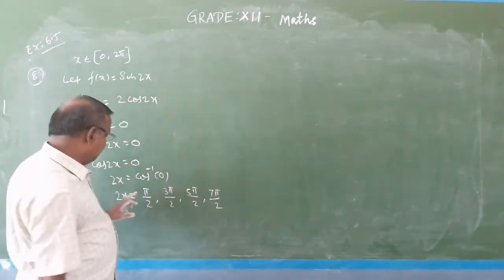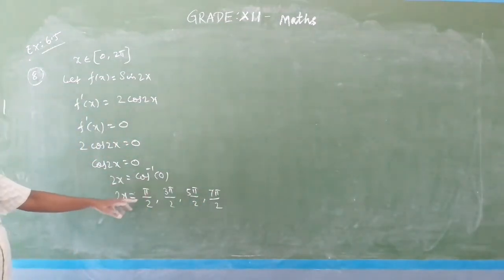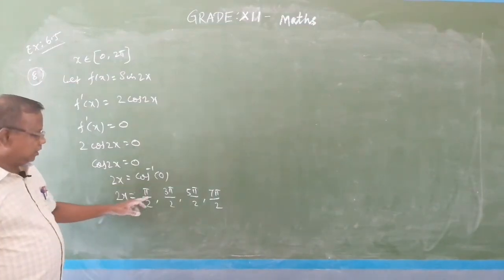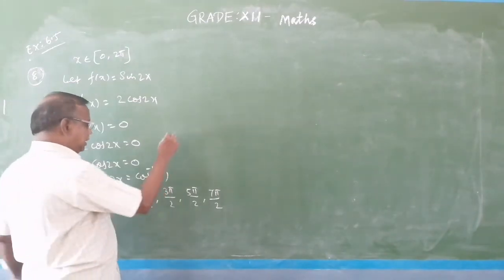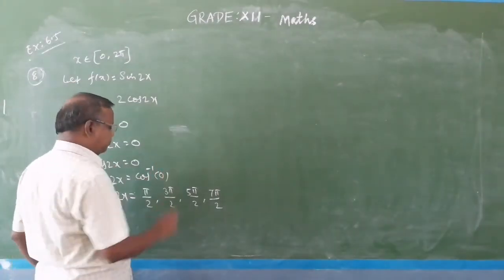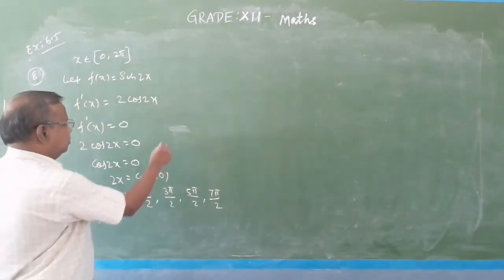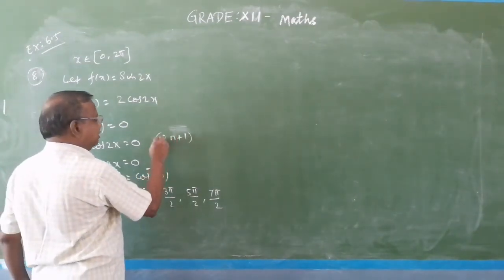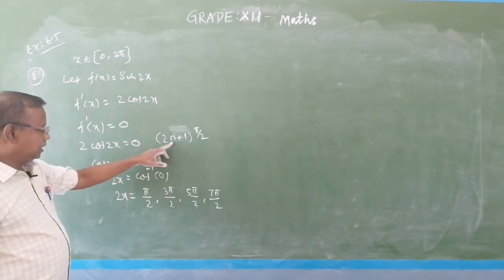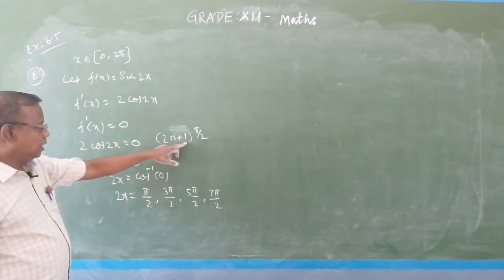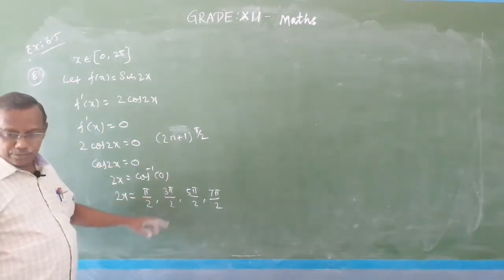7 pi by 2. Pi by 2 is 90 degrees, cos inverse of 0, since cos 90 equals 0. Similarly, 3 pi by 2 and 5 pi by 2. So, generally cos inverse of 0 means (2n plus 1) into pi by 2. Put n equal to 0, pi by 2; 1 means 3 pi by 2; 2 means 5 pi by 2; and 3 means 7 pi by 2.